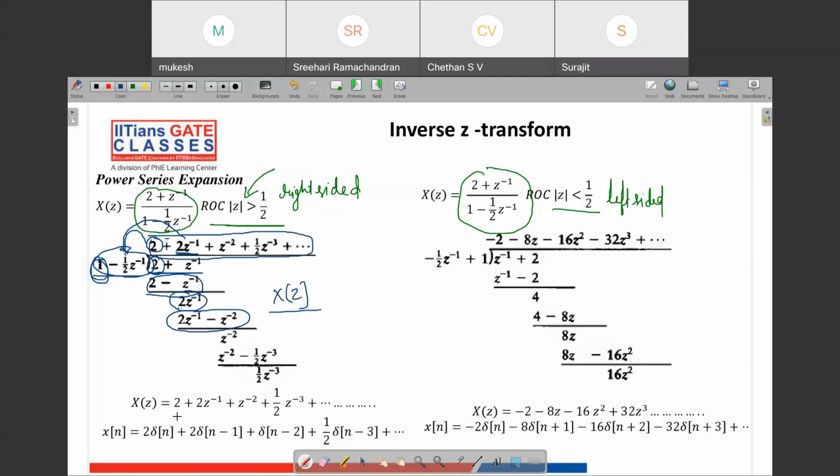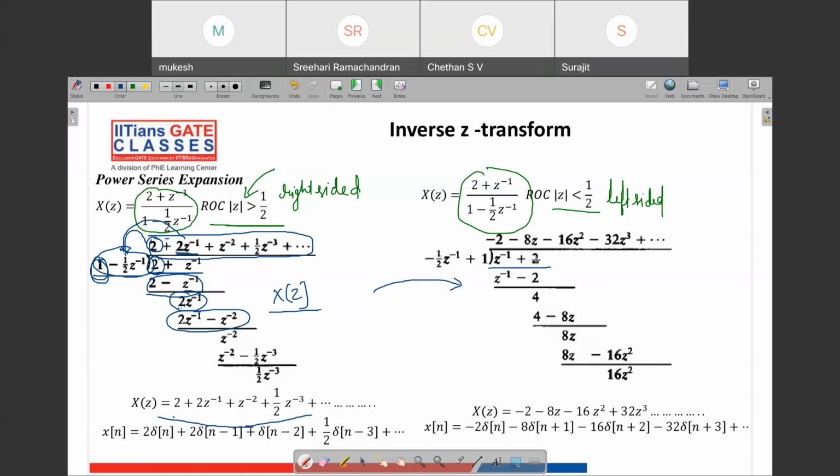And in the x of z expansion, you will see that it is decreasing order of the z. Z to the power is going down. And that is the sign that it is a right-sided signal. And if you are getting ascending order of the z, it means that you are doing it wrong. So you have to be careful how to arrange this polynomial when you are calculating this power series expansion.